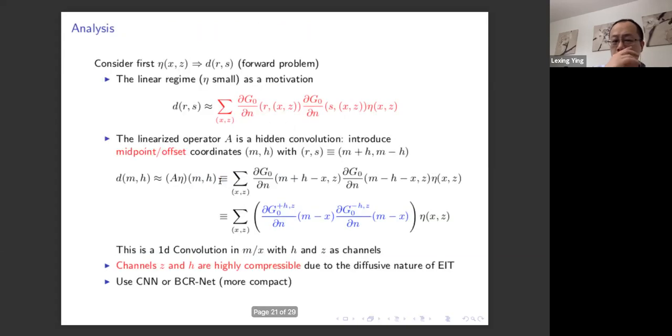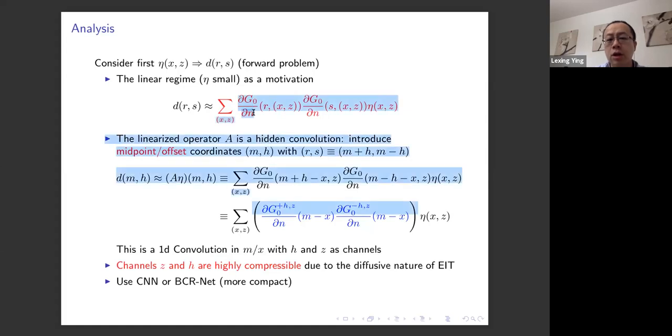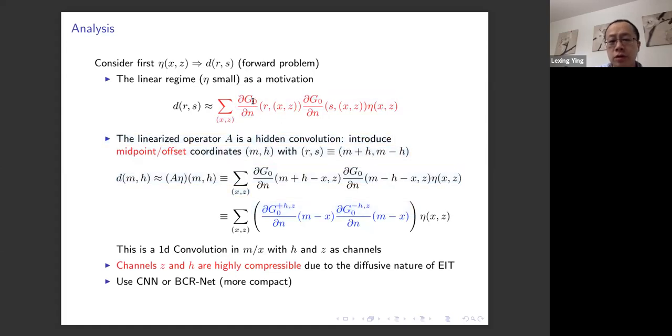So let's take a look at the Laplacian operator over the domain and try to figure out the Green's function and the normal derivative of the Green's function, and multiply them together. You see this is a product, which is a little bit unusual. For every point R and S, you take the Green's function at the point R, and the normal derivative of the Green's function at S, and then take the product. That will give you the kernel of this forward map.